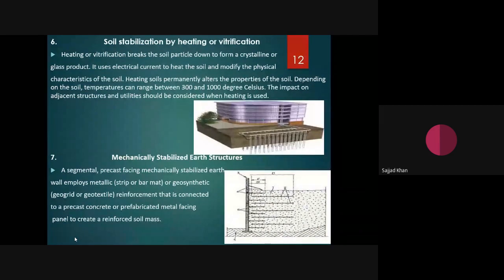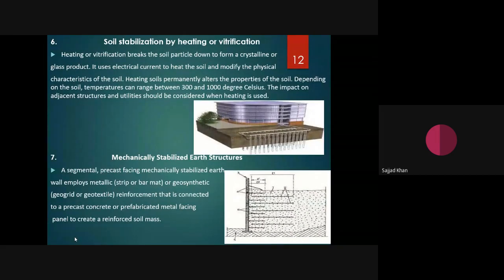Heating or vitrification breaks soil particles in order to form a crystalline or glass product. It uses electrical current to heat the soil and modify the physical character of the soil. Heating soil permanently alters the properties of the soil. Depending on the soil, the temperature can range between 300 to 1000 degrees Celsius. The impact on adjacent structures and utilities should be considered when heating is used.